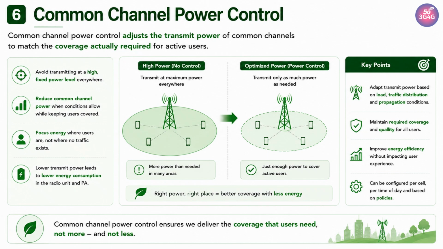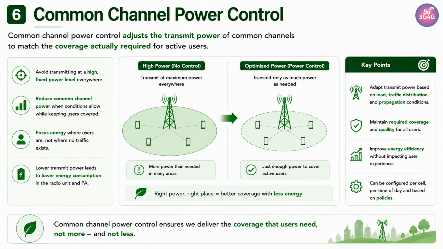This is an important idea. Instead of transmitting at maximum power everywhere, the network tries to use just enough power. If all active users are close to the cell or located in areas with good propagation conditions, the cell may not need to transmit common channels at the highest level. Reducing the power can lower energy consumption in the radio unit and power amplifier. But again, this has to be done carefully.